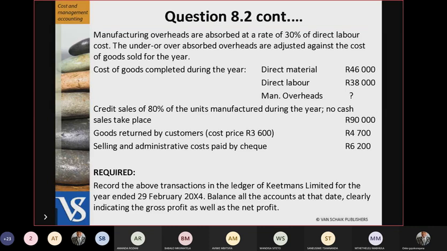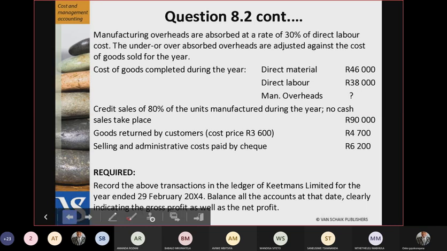Credit sales of 80% of the units manufactured during the year. No cash sales take place. It gives you a total sales amount of 90,000. Goods returned by customer 4,700 with a cost price of 3,600. Selling and administrative costs paid by cheque 6,200. You are required to record the above transactions in the ledger of Kidman's Limited for the year ending 29 February 2024. Balance all the accounts at that date, clearly indicating the gross profit as well as the net profit. So that's the requirement.